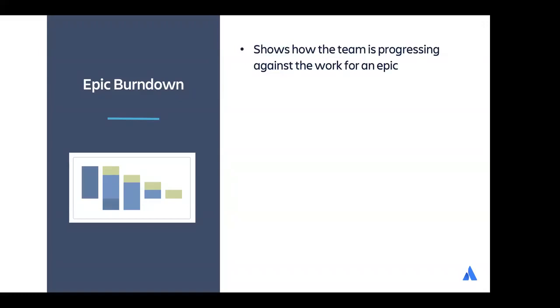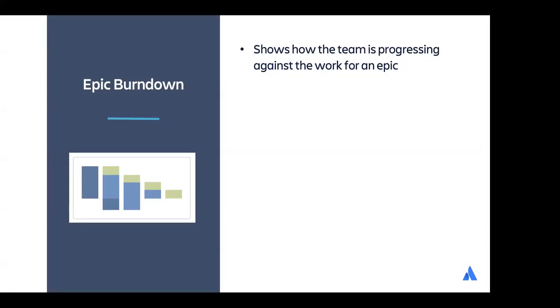That means it shows you how the team is progressing against the work for a single epic that you choose in the report. So you'll see a list of all of the epics that are on the board. And again, you say, what do you mean on the board? Well, remember the board filter shows you the issues it's going to show. And so the epics that it's going to show you as a drop down in the epic burndown will be the epics that are encompassed by the board filter.